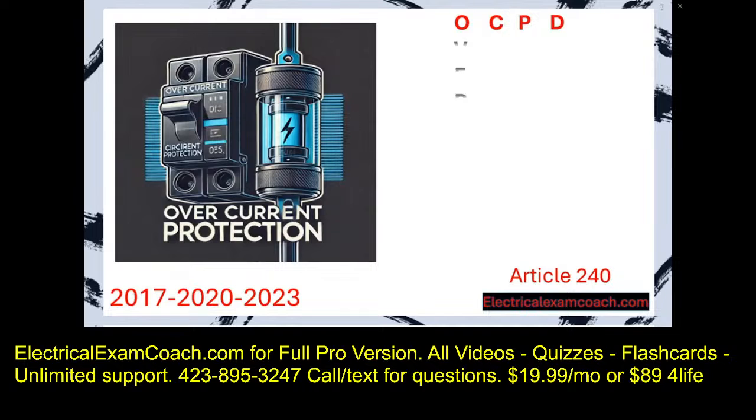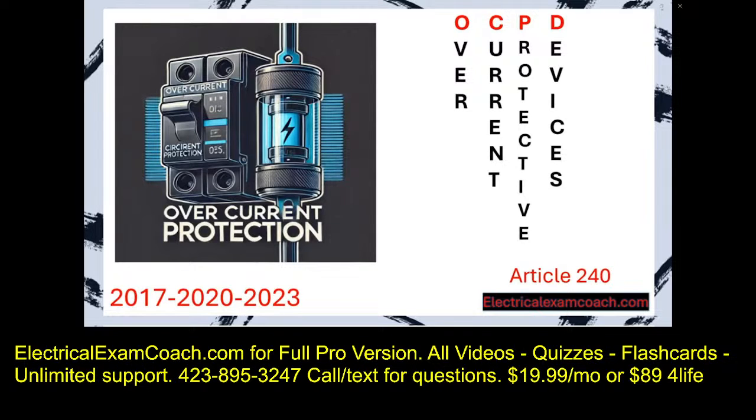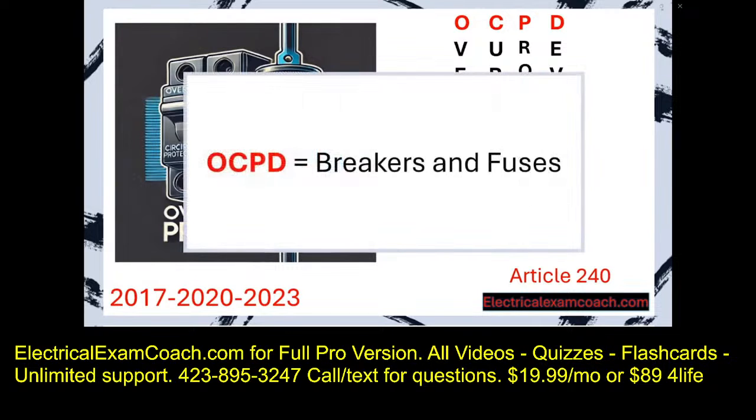And all it stands for is Overcurrent Protective Devices. But to simplify it even further, just think about it like this. Anytime you see OCPD, it just means breakers and fuses. Whether it's the individual breaker at a branch circuit, 20 amp, or it's a 100 amp feeder breaker, or our main 200 amp disconnect, it's either going to be a breaker or fuse, and they're all OCPD.